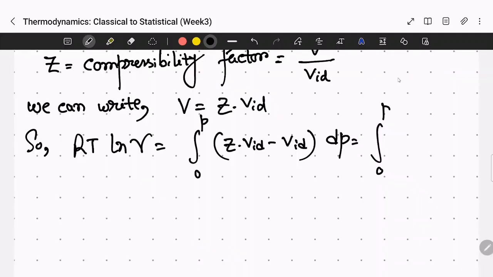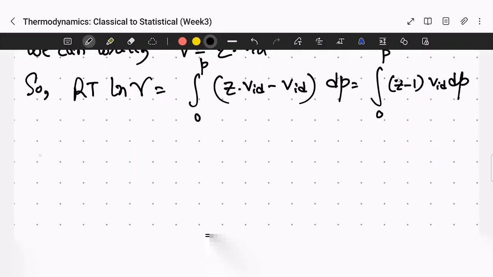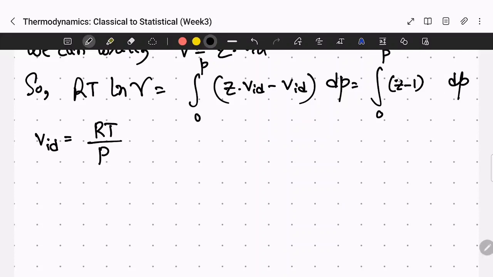So 0 to P, Z minus 1 times V ideal into dP. Correct, this is the case. Now we know that V ideal is RT by P, considering n is 1, obviously. So this is RT by P.